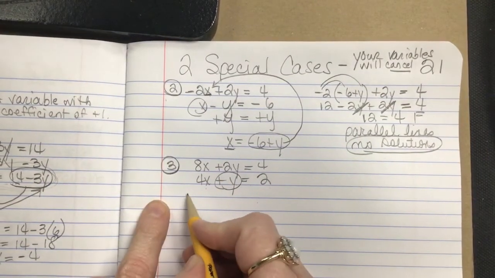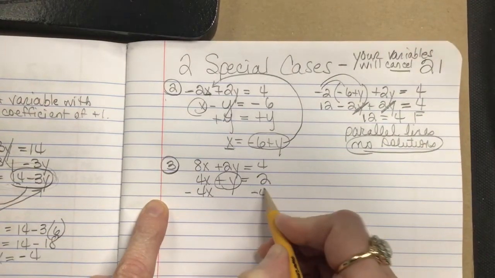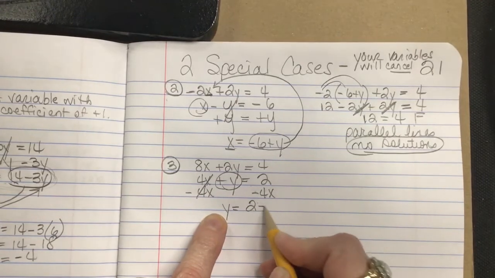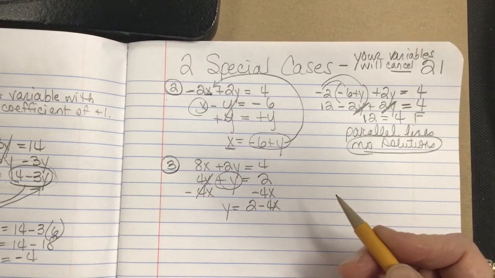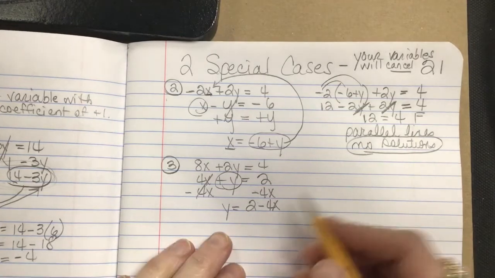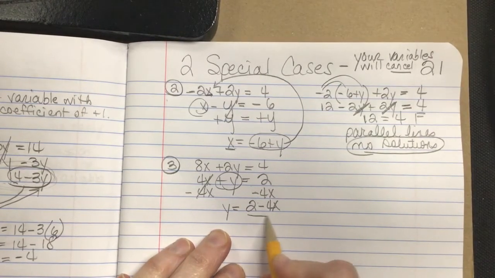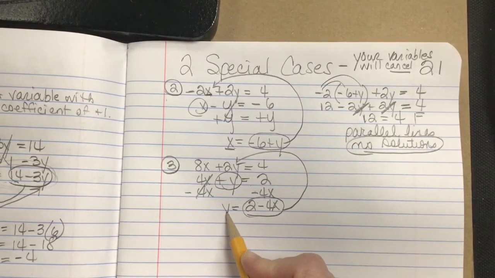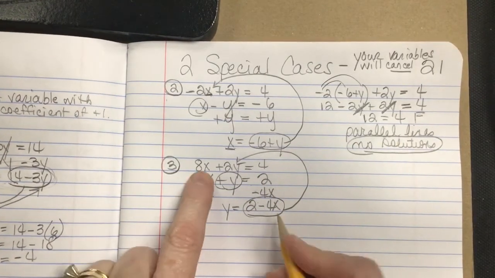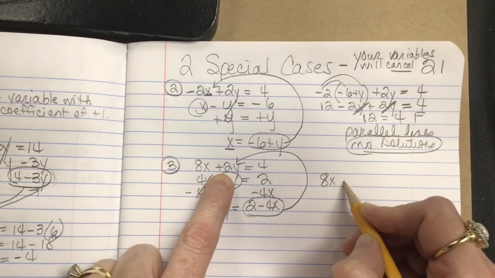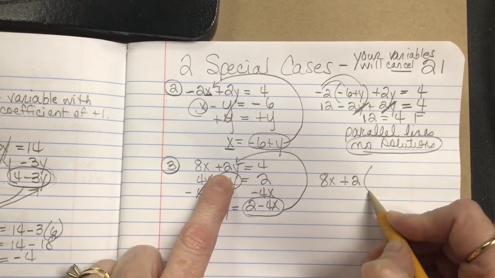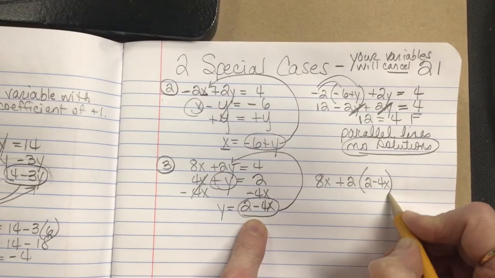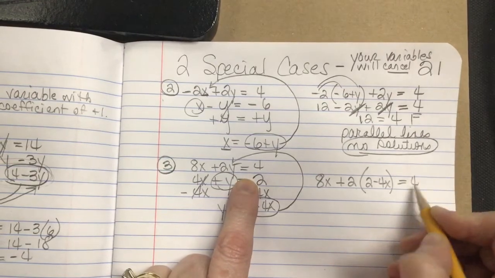To get it by itself, subtract 4x. Okay, x's are gone, and you get y is equal to 2 minus 4x. The rules are on page 18. Now, go to the other line and put that in for y, because that's what y equals. Y is coming out of the ball game. 2 minus 4x is going in. 8x plus 2, open parentheses, 2 minus 4x, close parentheses, equals 4.